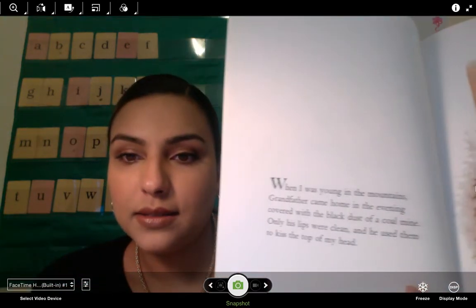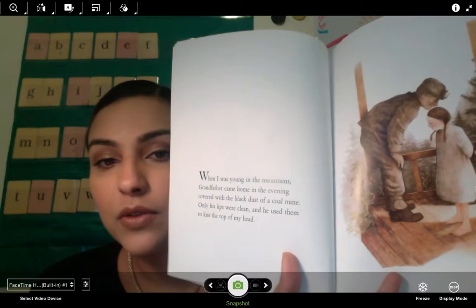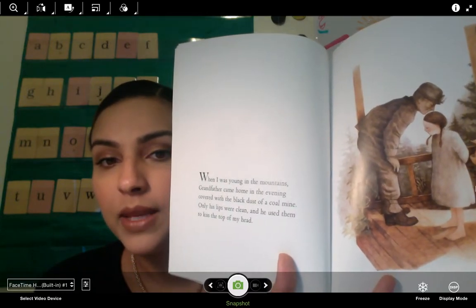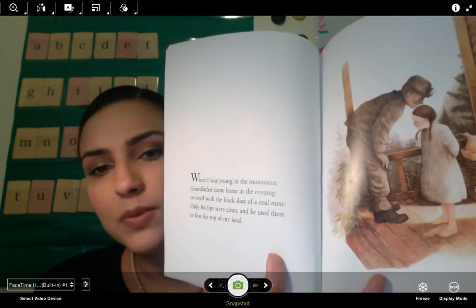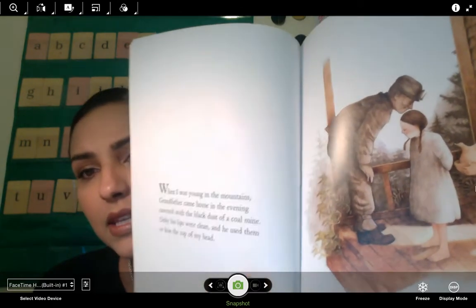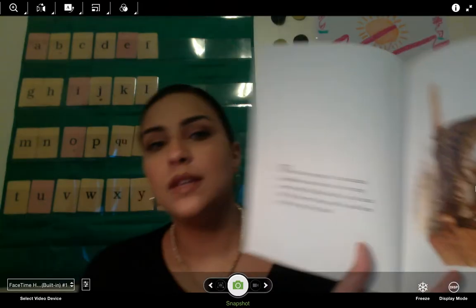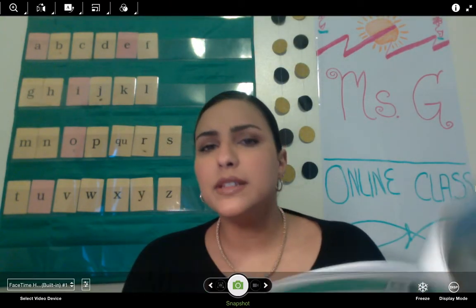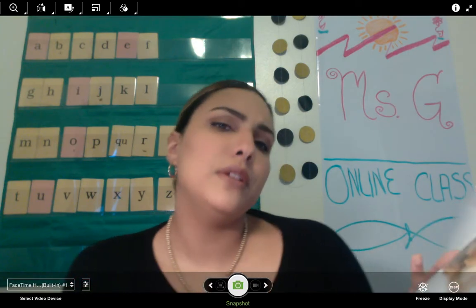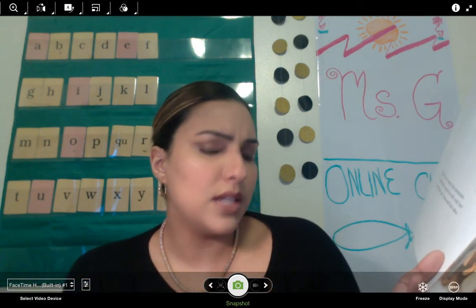When I was young and in the mountains, grandfather came home in the evening, covered with the black dust of a coal mine. Only his lips were clean, and he used them to kiss the top of my head. So remember, as I read, we're trying to answer why would she write this story, and how did she feel when she was young in the mountains, okay?